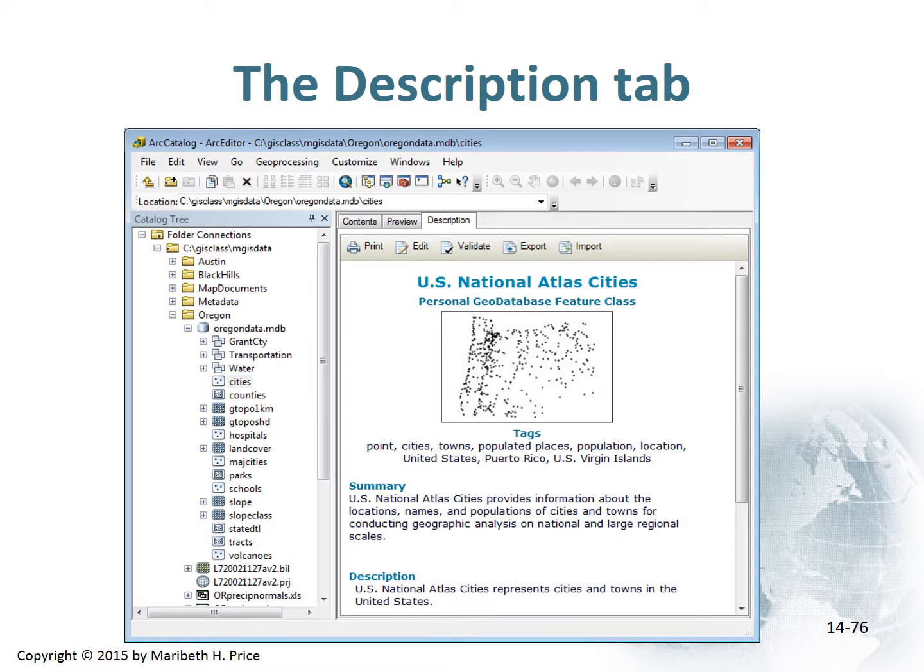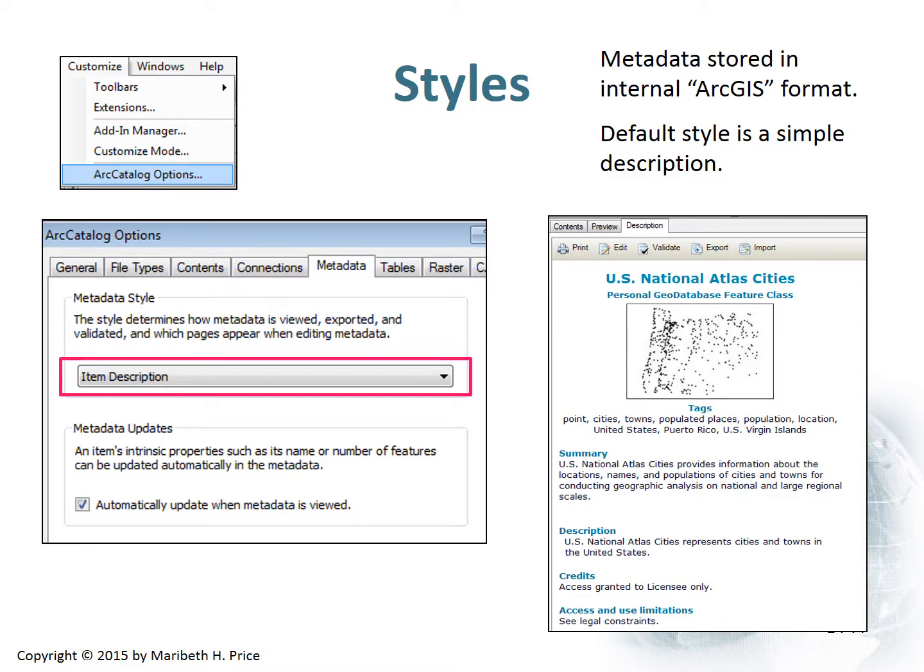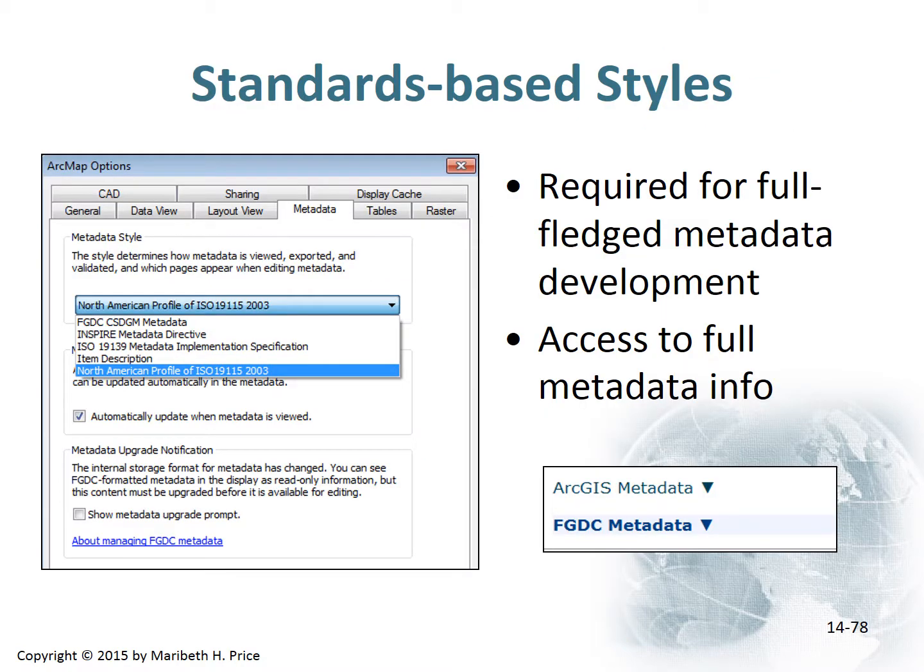When you look in our catalog, in the description tab, you can see a lot of this information. You can go to ARC catalog options, and under item description, you can change how this is set up, but you can basically tell it to automatically update when metadata is viewed. You can go into the options and you select the different formats you want for your metadata.